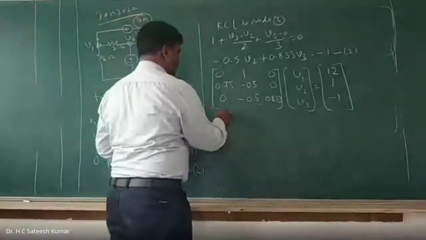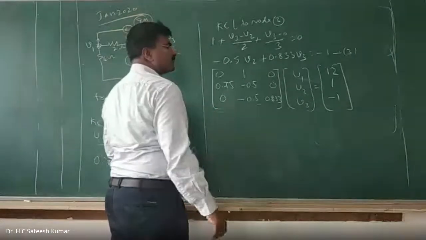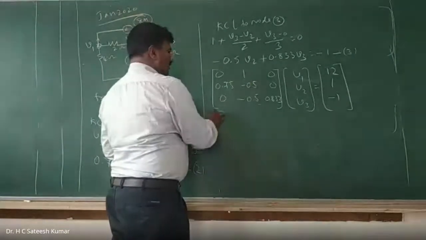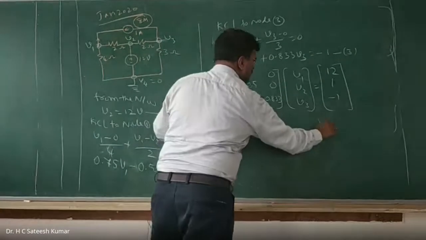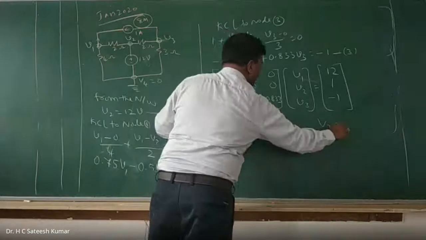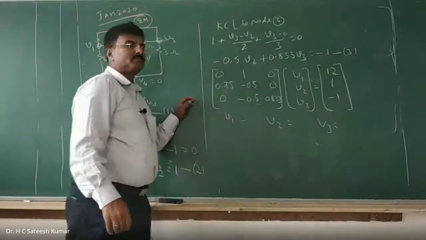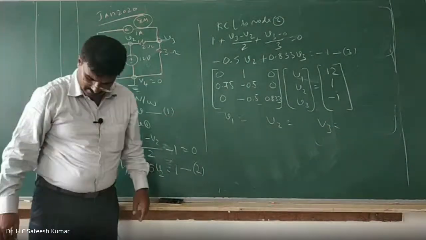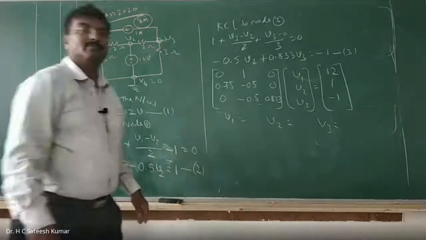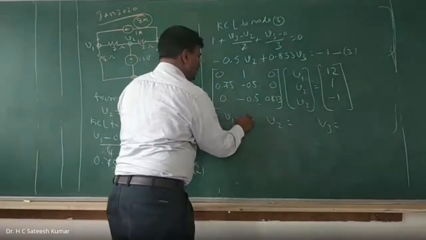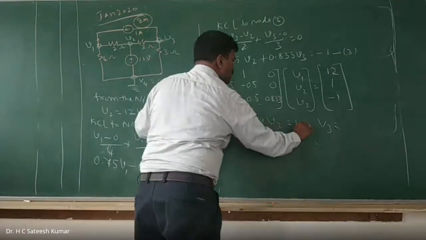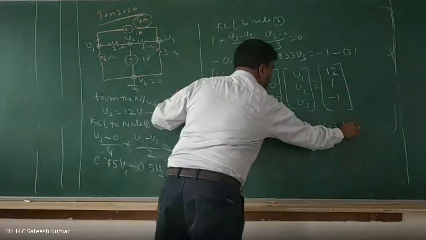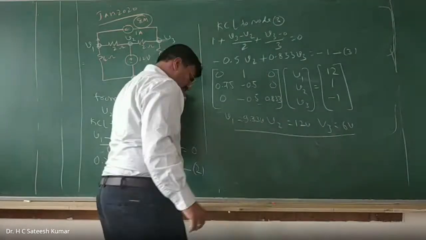So now, solve this one. We get V1, V2, V3: 9.33 volts, 12 volts, 6 volts. Now, what is the question?